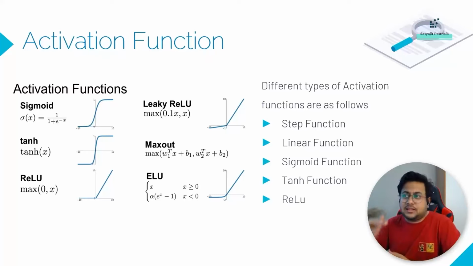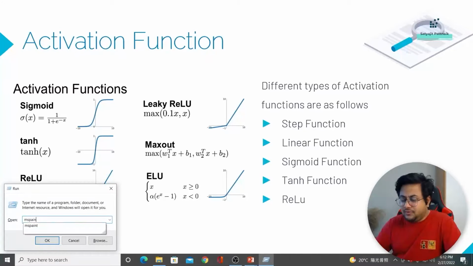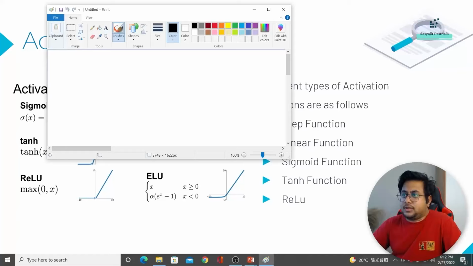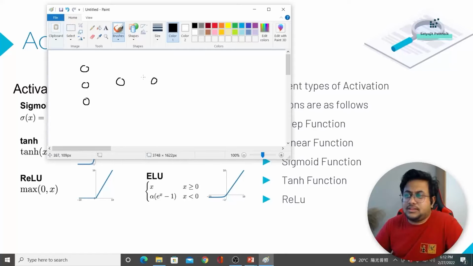Now in deep learning, there are multiple activation functions. To explain simply, I will again take the example of a small paintbrush. Just imagine these are my inputs, and this is my output. Here the formula will be very simple: the summation of Wi xi.